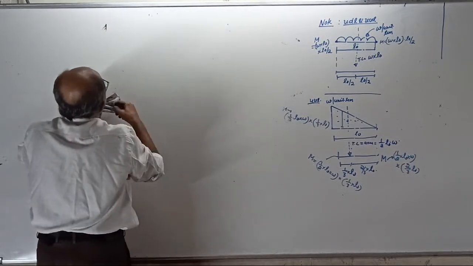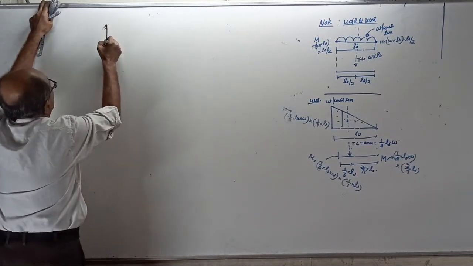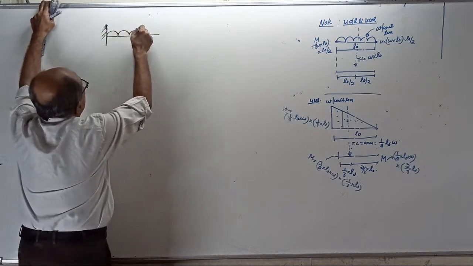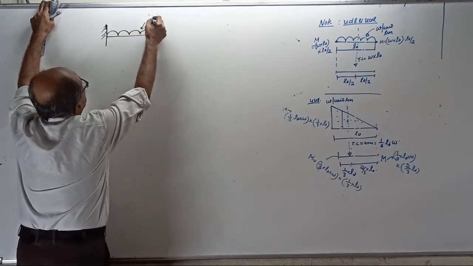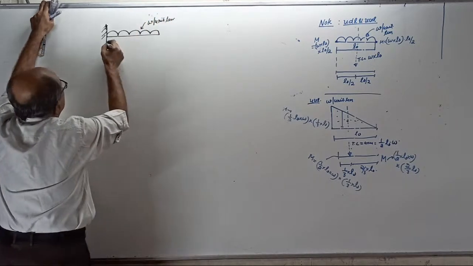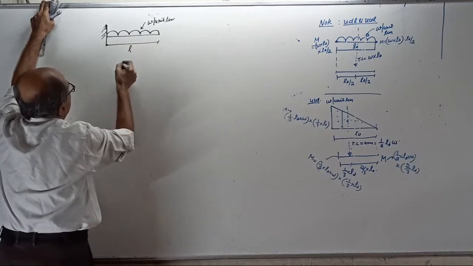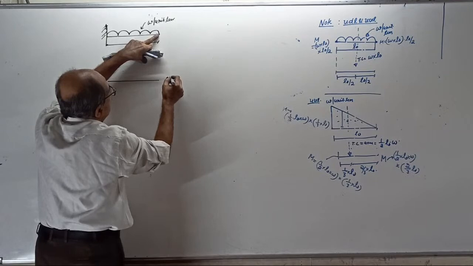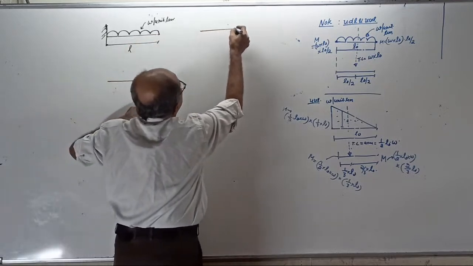Suppose there is a cantilever beam, I am telling, with full UDL, subjected to a UDL of W per unit length for the entire length. Span is L. The BMD will be here, this is the BMD, or it can be like this also.